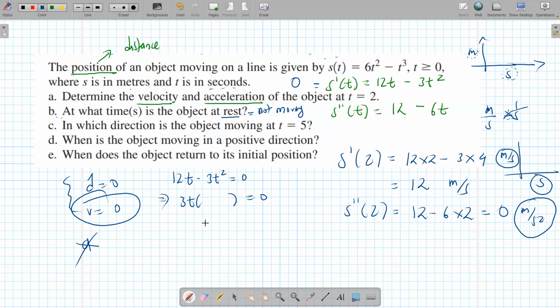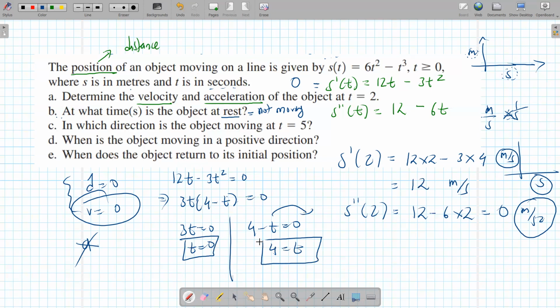4t minus 3t? 4t is right, but it's not going to be 3t, because if there's a 3t here, you would have gotten 9t squared. It's going to be 4 minus t. Yeah, that works. Okay. So you have 3t equals 0 and 4 minus t equals 0. This means when the time is 0, the object is not moving. Move the t to the other side. When time is 4 seconds, the object is not moving. Cool?